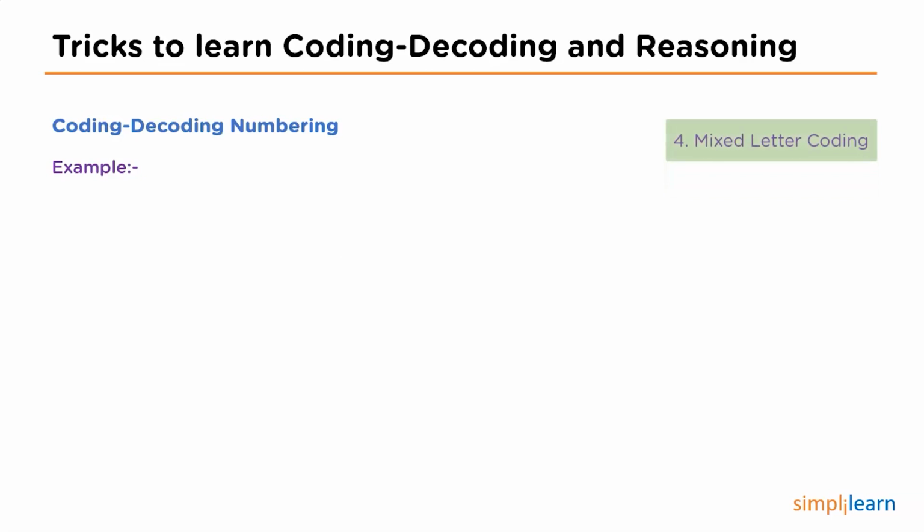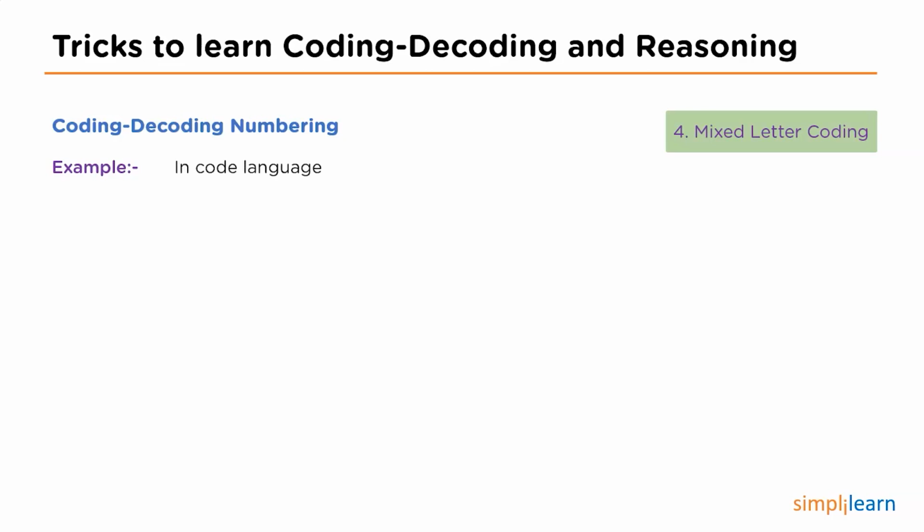Now, let's have a look at mixed letter coding. In this type of question, 3 or 4 complete messages are given in the coded language and the code for a particular word is asked. To analyze such codes, any 2 messages bearing the common word are picked up. The common code word will mean that word. Now, let's have a look at some examples for a clear understanding of mixed letter coding.